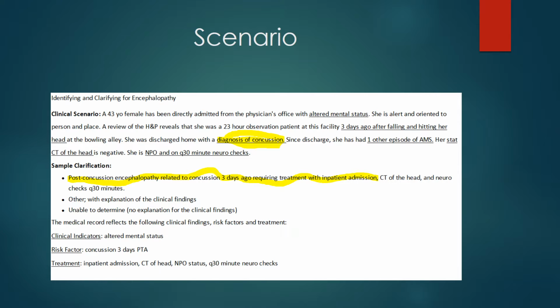The things that they did were they treated the patient with a CT and MPO, and they did neurochecks every 30 minutes. Definitely a better diagnosis than altered mental status. All that does is give us that she was altered. It doesn't give us the reasoning for the alteration. So we always want to try to get a more concrete, accurate, clear picture of why the patient has been hospitalized.